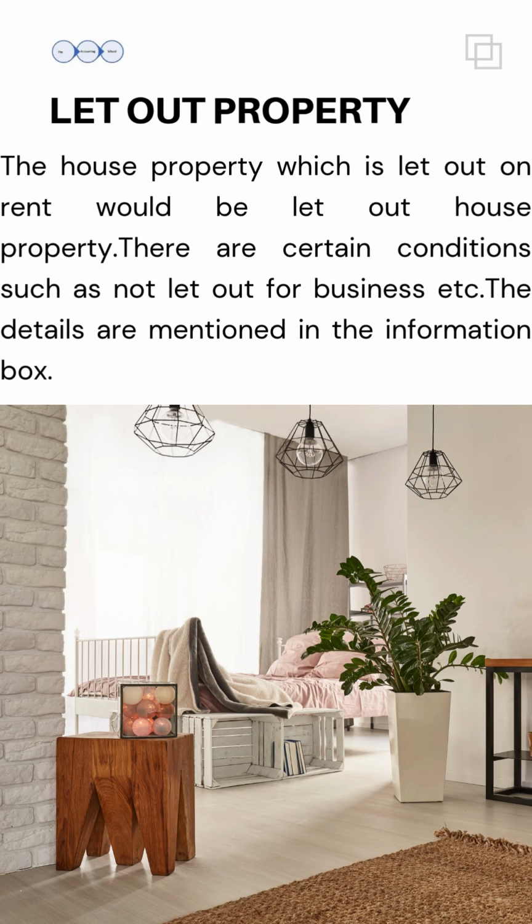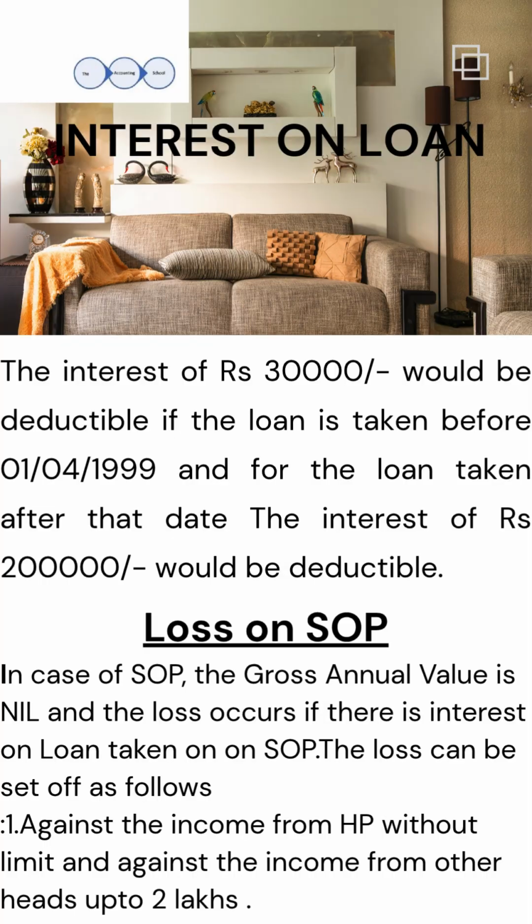Now, the let out property is when a person lets out his flat or say parking lot, etc. Then that would be treated as an income from let out property. However, the person should not have the business of letting out or renting out the properties. Then it would not be considered as income from the let out property.